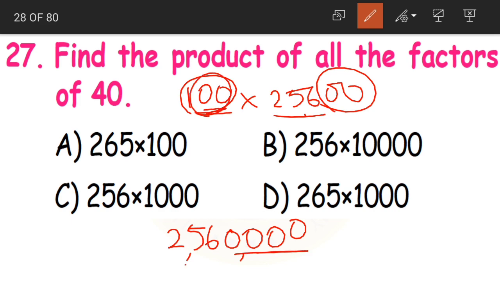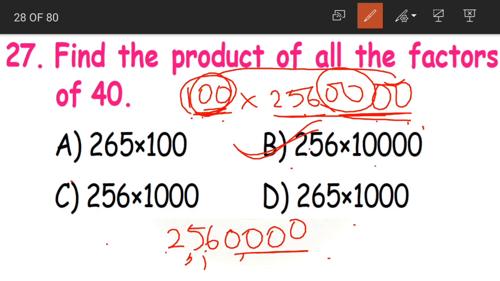Now 2,56,000. Sorry, it is 25,60,000. Yes, 25,60,000 is our answer. 256. How do we multiply with 100? When we multiply a number by 100, we need to place 2 zeros to the right. That is what we have done here. We are placing 2 zeros to the right. Now if you look at the options, which is the correct one? Option B becomes our correct one.